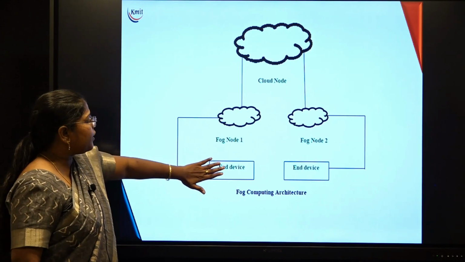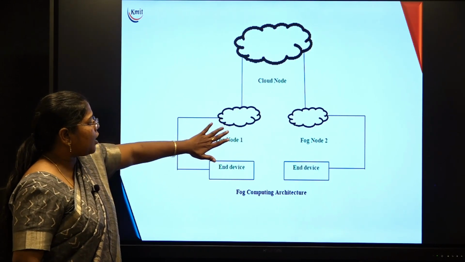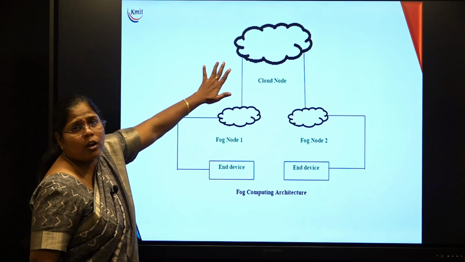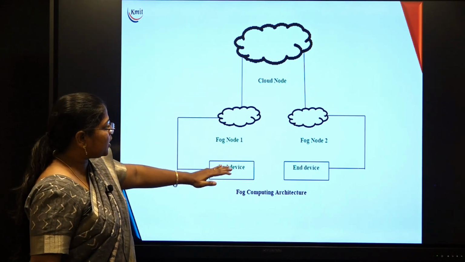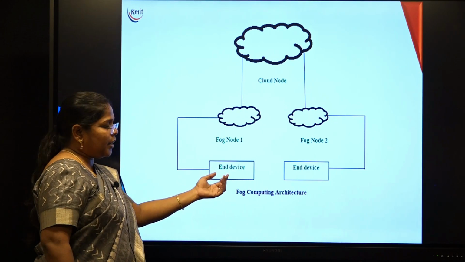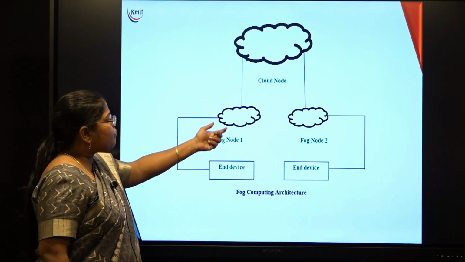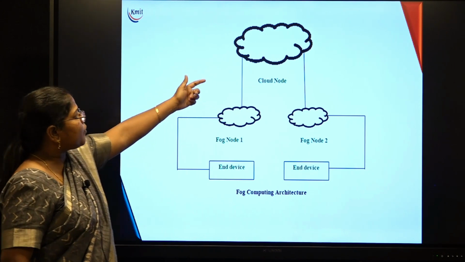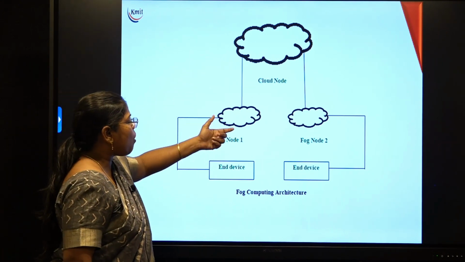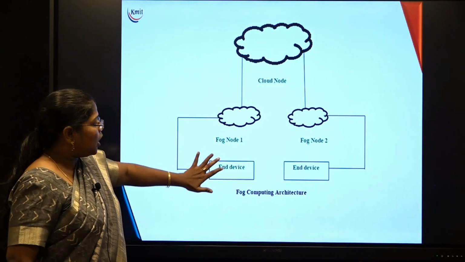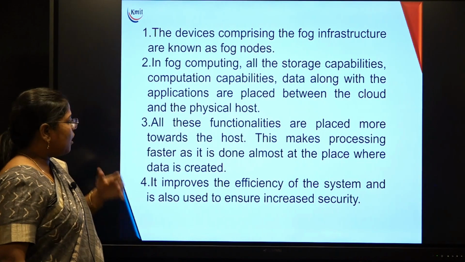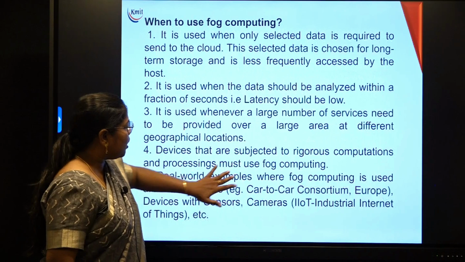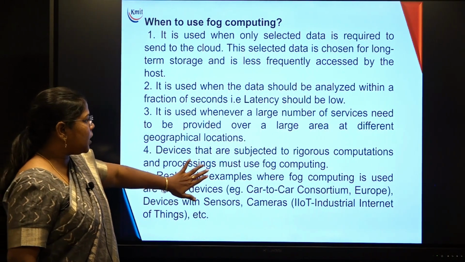So this is what we have: edge devices, fog nodes, and cloud nodes. We access the data from end devices to the fog node to the cloud. Data can also be retrieved from the cloud to the fog node to the edge devices, so that we can make automatic decisions easily.